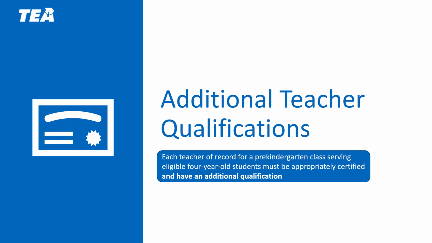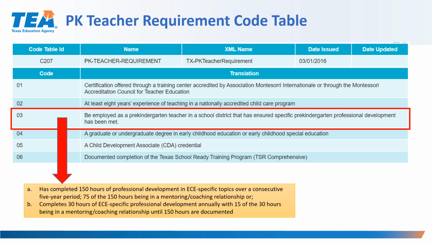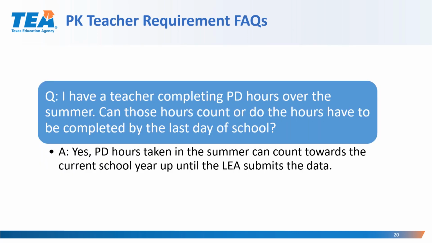Additional teacher qualifications. Each teacher of record for a pre-kindergarten class serving eligible 4-year-old students must be appropriately certified and have an additional qualification. This data element is titled Pre-K Teacher Requirement, and the code table ID is C207. A code should be selected for each pre-kindergarten teacher. It should be noted that code 03 should be used for teachers who have either completed the 150 hours of professional development, with 75 of those in a coaching relationship, or teachers who are completing the professional development coaching hours annually.